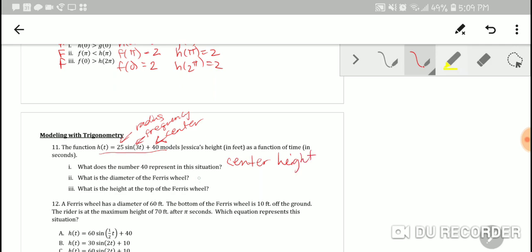The diameter of the Ferris wheel is going to be the radius times 2. 25 plus 25 is 50 feet. And the height at the top is going to be 25 plus 40. So it'll be 65 feet.